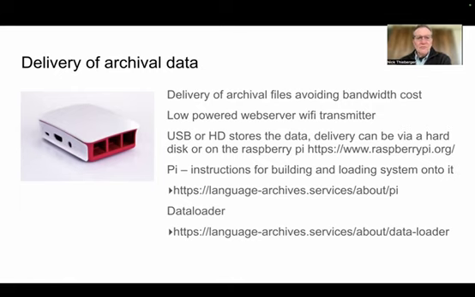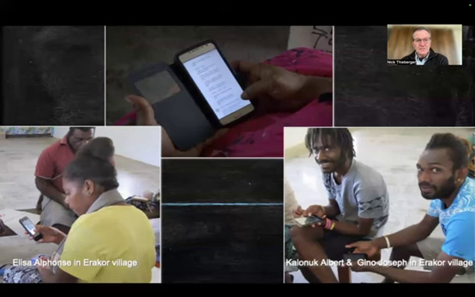These are great for remote locations in particular, because in many places the internet is difficult and expensive to access, especially if you want to download large files. So we can load archival materials onto a USB stick, put it into the Raspberry Pi, and have that then available in a local area for delivery onto mobile phones, because most people are accessing this kind of material on mobile phones and not on computers. And there are some websites there that tell you about how we do this.